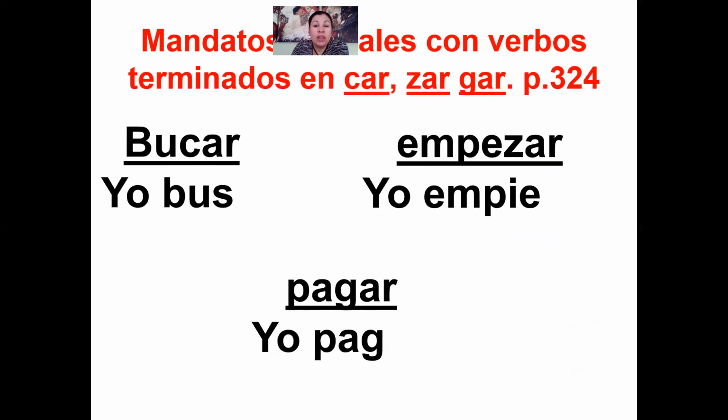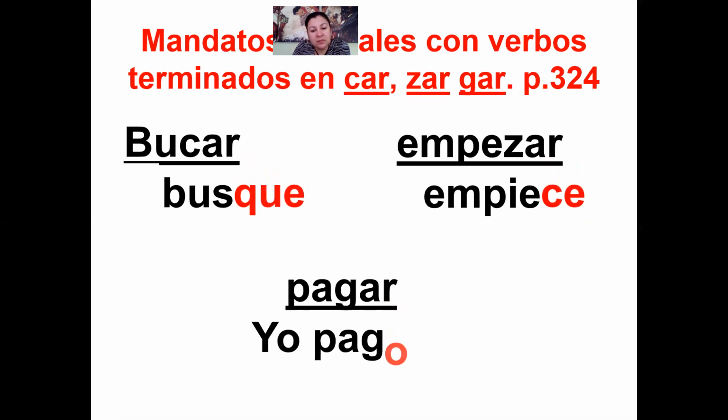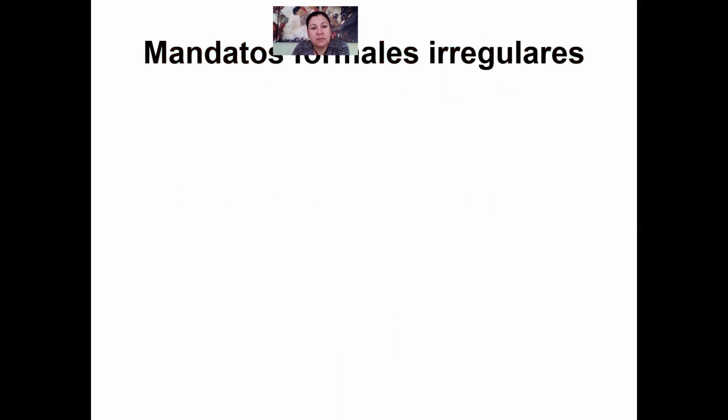Okay? So there are car, gar, zar verbs. Remember, you will learn them in pretérito. Then it happens here. So busco, that's the yo form. In this case, we do as we do in pretérito: busque, with no accent. The accent mark that shows in pretérito doesn't show here. Empiece, pague. Plural form would be busquen, empiecen, and paguen.